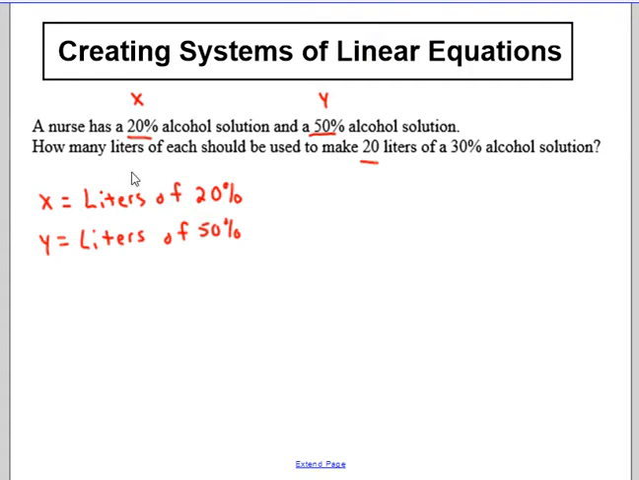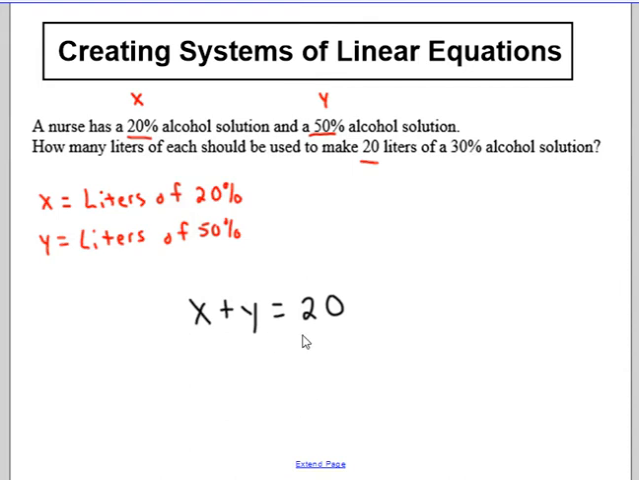Okay, now when I work it out, she's going to mix these two together. She's going to take X plus Y, mix it together, and get 20 liters. That's strictly quantity, right? Maybe it's 13 liters of the 20% and 7 of the 50. These have to add up to 20.